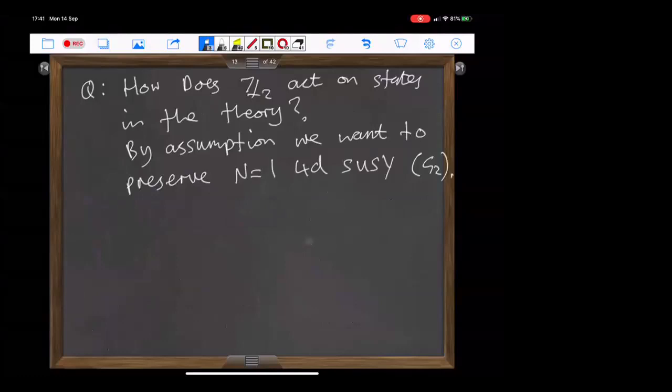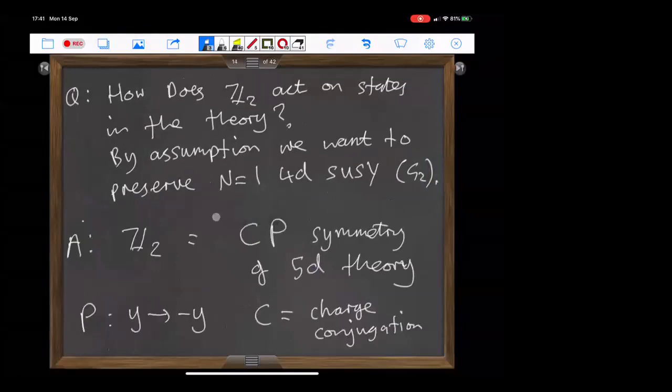So then we should ask, how does the Z2 act on states in the theory? By assumption, we want to preserve 4-dimensional N=1 supersymmetry, which is the condition that arises from the fact that we're imagining this system to arise in a G2 holonomy manifold. And the answer is that this Z2, as a physical symmetry, is what's called a CP symmetry, where P stands for parity.